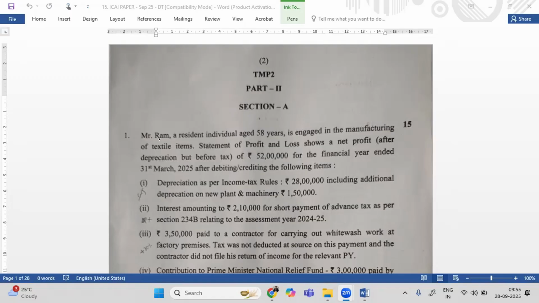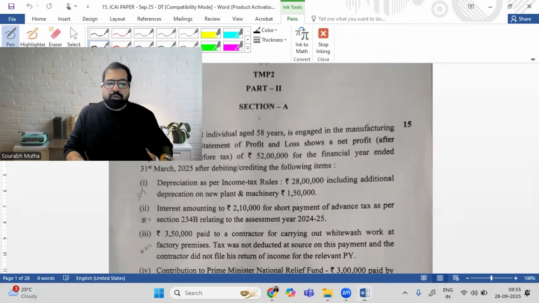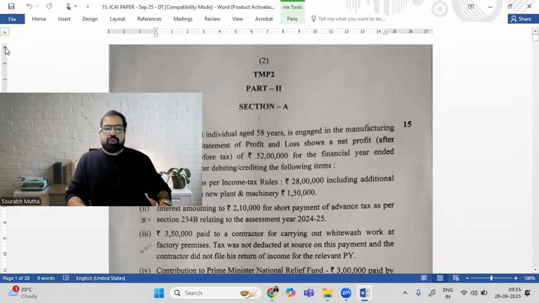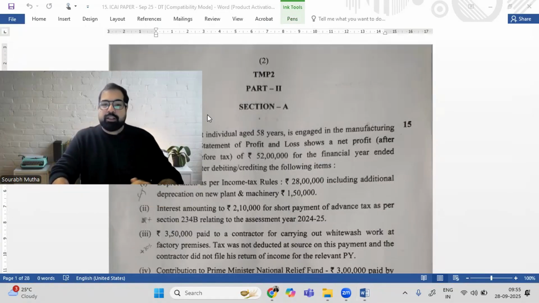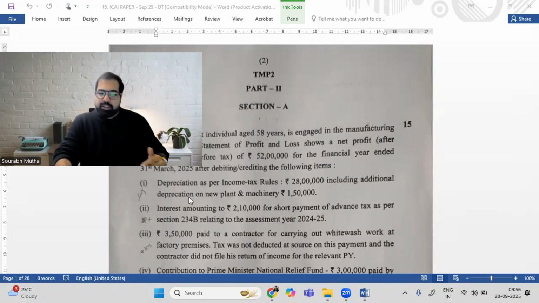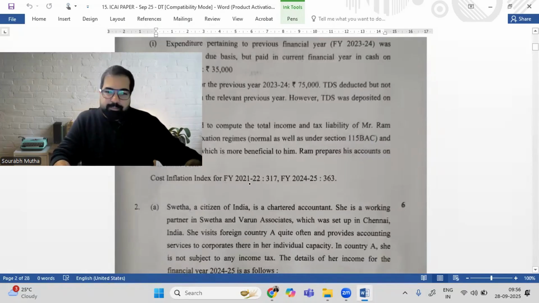Let's start. This is what we are looking at. So this is the paper, and I'm going to do the paper exactly like a student. If I was going in the exam hall, how would I do it? I would not look at the first question, number one, that is the 15 marks compulsory question, because that is all over the place. So I'm going to skip that, and do it right in the end, just like how we would do it in the exam.